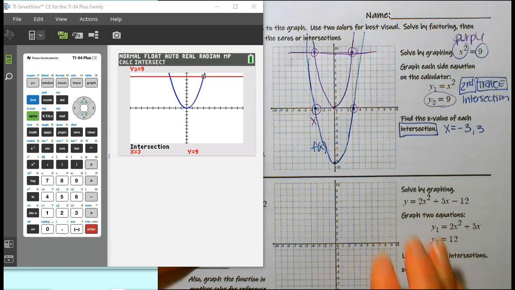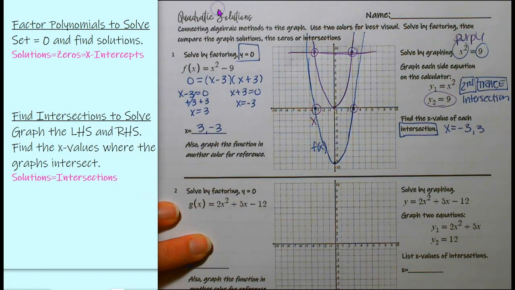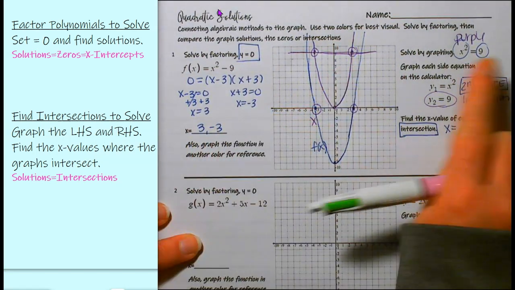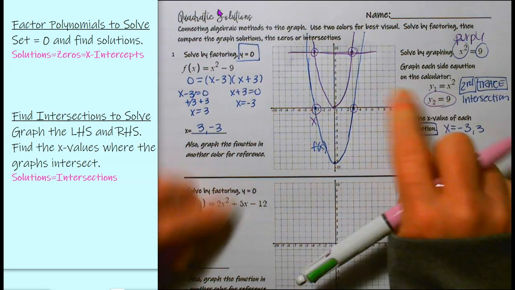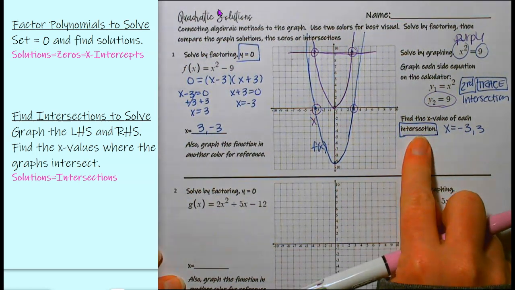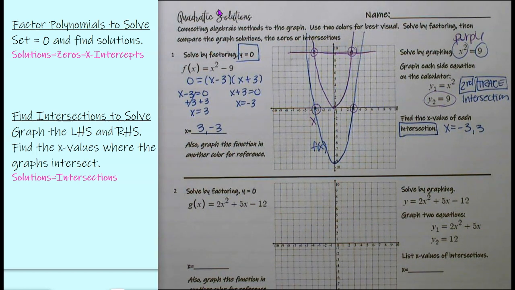So there are two different ways to find the answer to the same kind of question. You can either factor it and set it equal to 0, or you can graph it and find out where they cross. So they gave the same answers, they're just two different methods. So this is the intersection, and these are the zeros, and they came up with the same answer.